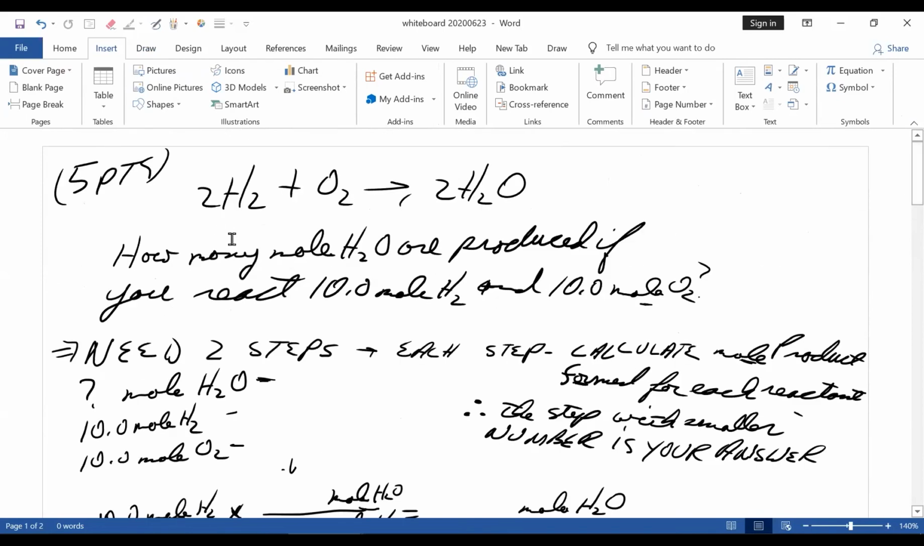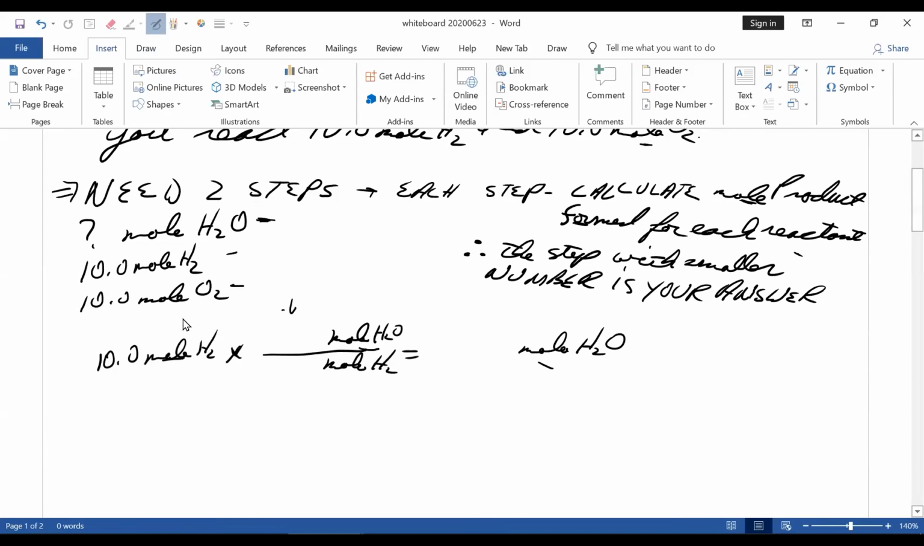For every 2 moles, remember the coefficients are molar quantities, for every 2 moles of hydrogen reacting with 1 mole of oxygen, you make 2 moles of water. Therefore, for every 2 moles of water, we need 2 moles of hydrogen. Moles of hydrogen cancel out. Hold on while I get my calculator. That was fast. And you get 10.0. These are exact numbers, 3, 3. This is number 1 step or calculation.